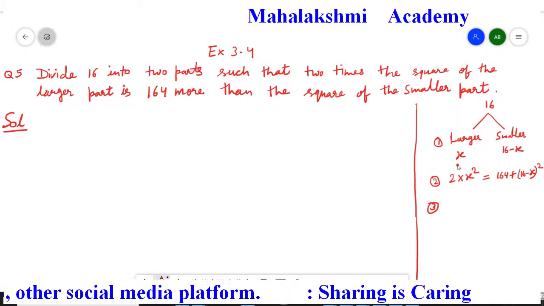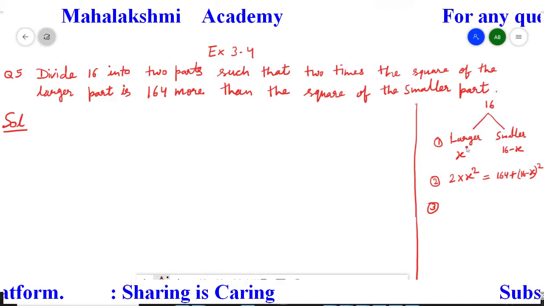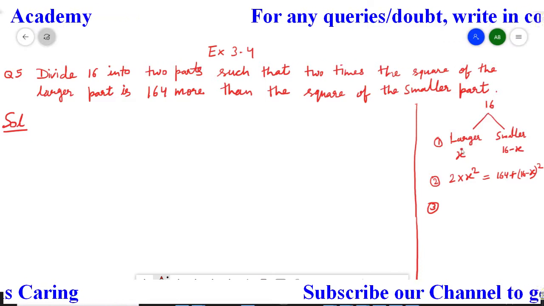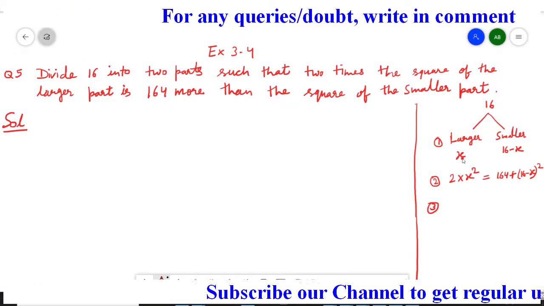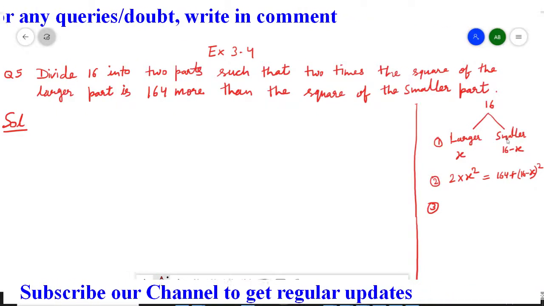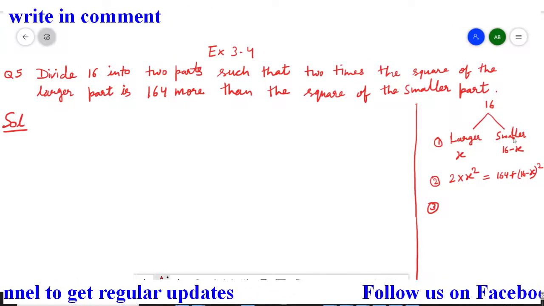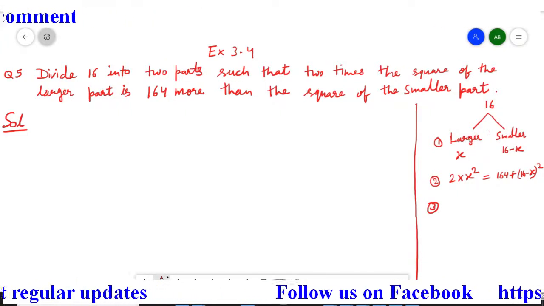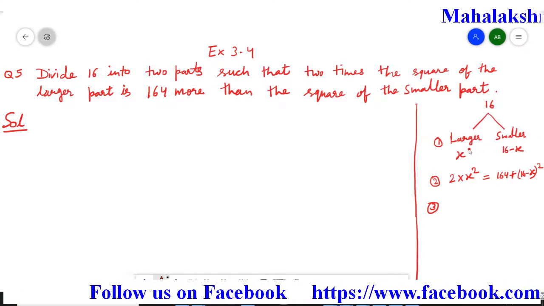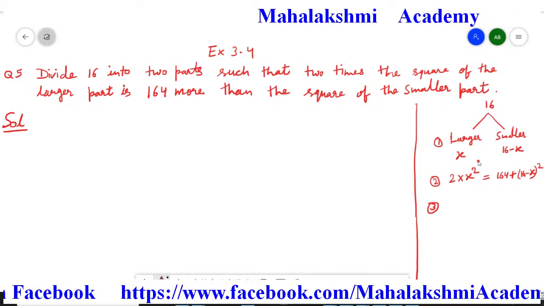Larger part I assumed as x, and if one part is x, then what is remaining from 16 is going to be the smaller part. So from 16 we already assumed x as the larger part, so the remaining 16 minus x is going to be the smaller part. And one more thing, it's not necessary, whatever you want you can exchange here, smaller you can write here and larger also you can write here, it's not a problem. So the first step is you have to assume the larger and the smaller numbers like this.